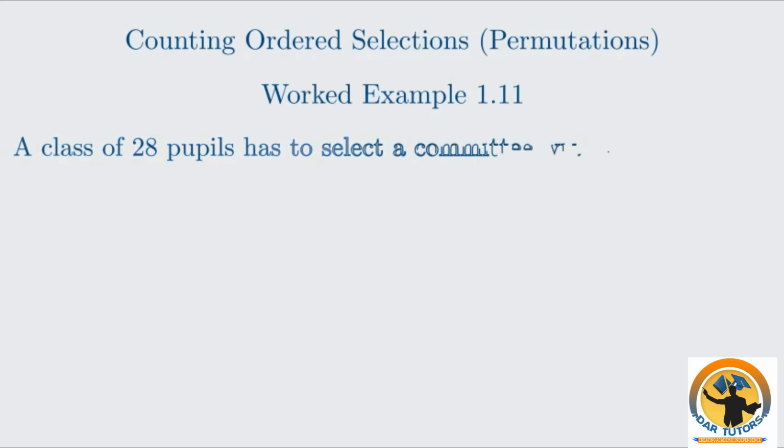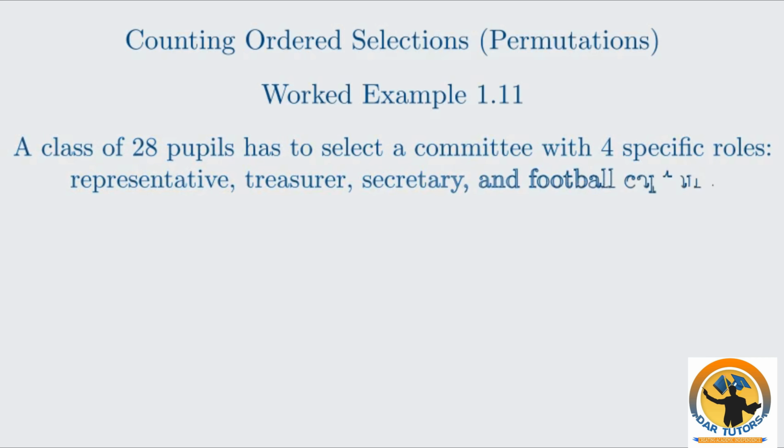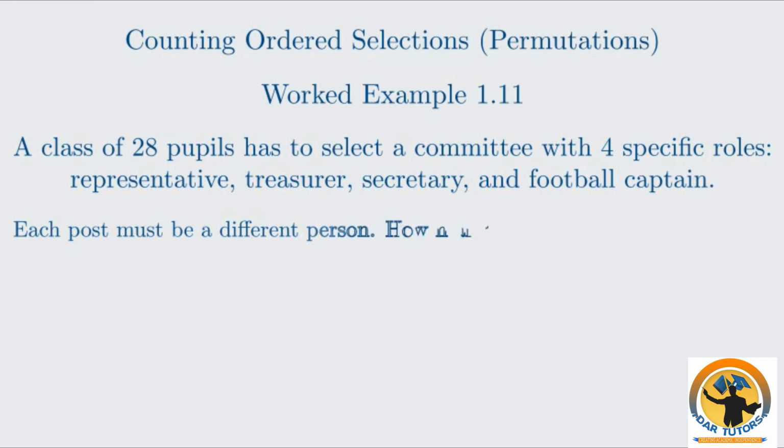Let's return to permutations, but this time we'll look at a more general formula for counting ordered selections. Sometimes we want to choose a number of objects from a bigger group and arrange them. For example, finding the possibilities for the first 3 finishers in a race. Consider a class of 28 pupils. They need to select a committee with 4 specific roles: a class representative, a treasurer, a secretary, and a football captain. Each post must be a different person. How many different ways can the 4 posts be filled?